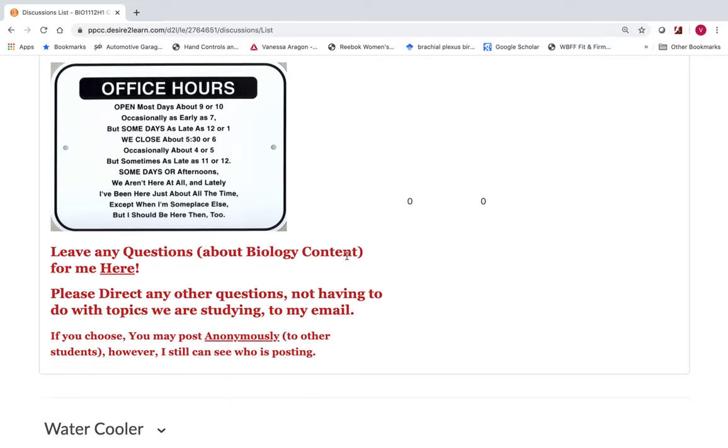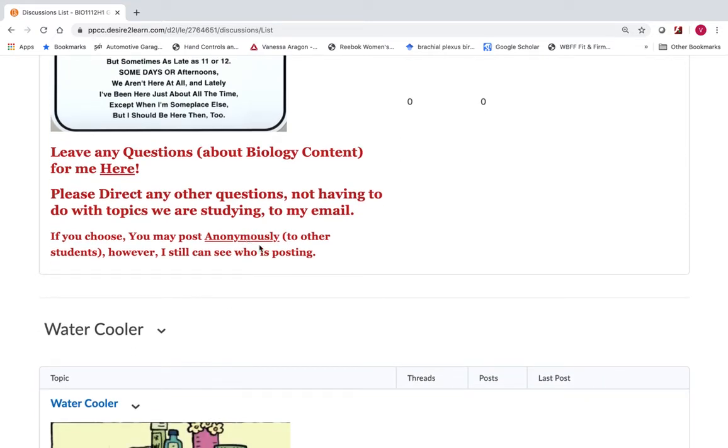Send me emails about personal issues. Say, I'm having my wisdom teeth out this week and I'm going to be out for the week. Will that be an excused absence? That's the case where you send me an email. Something having to do with your own personal questions, not about biology content. You can post anonymously, but you don't have to. I have ways where I can work out who is posting, which means we need to make sure that when we are posting we all have classroom decency. Don't take this as a point to go at me.